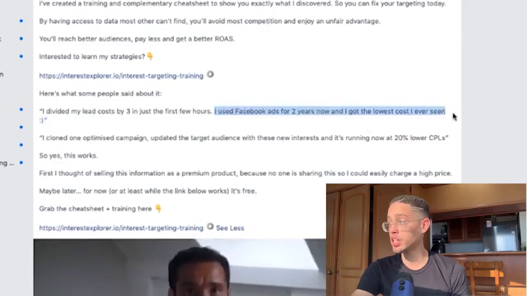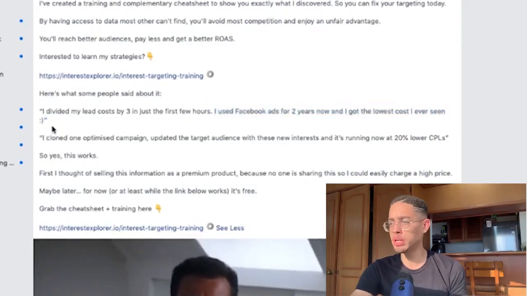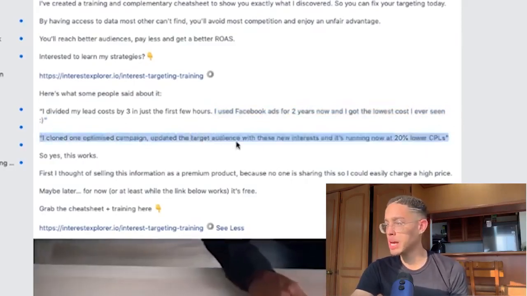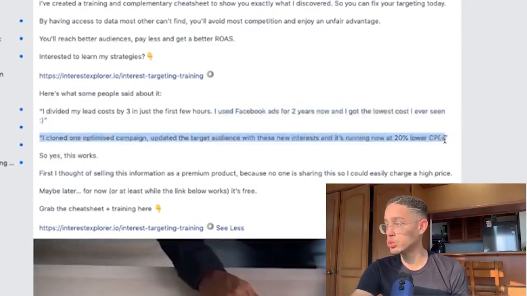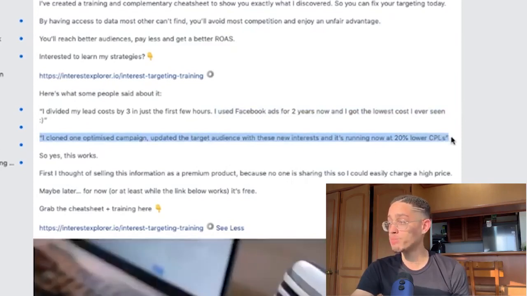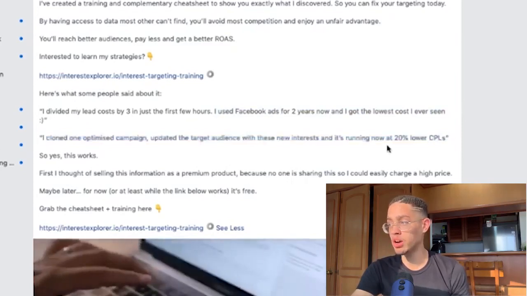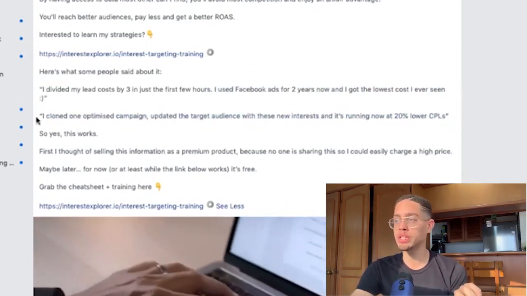Basically getting way better results very quickly. That's what people want, right? So this is going to go ahead and increase their belief system. "I use Facebook ads for 2 years now and I got the lowest cost ever, right?" That's people's dream. "I cloned one optimized campaign, updated my target audience with these new interests, and it's running now at 20% lower CPLs, right?" Cost per leads. So lowering your cost per leads by 20%.